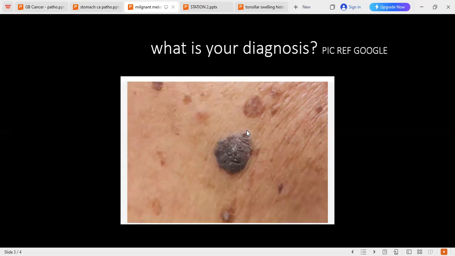Do you see any crusting? Crusting is there, but no ulcer is there. No bleeding or oozing ulcer, but crusting is there. It seems more or less dried.